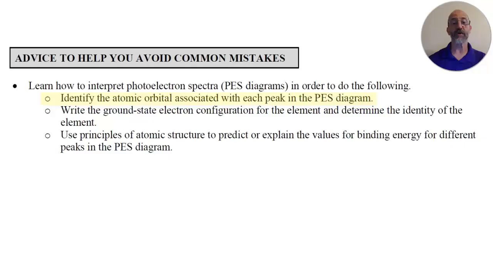Identify the atomic orbital associated with each peak in the PES diagram, write the ground state electron configuration for the element and determine the identity of the element, and then be able to use principles of atomic structure to predict or explain the values for binding energy for different peaks in the PES diagram.